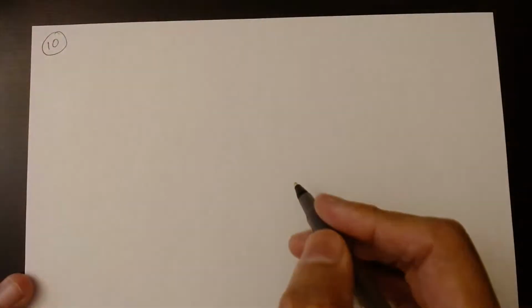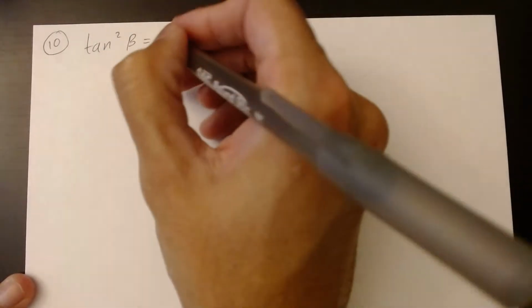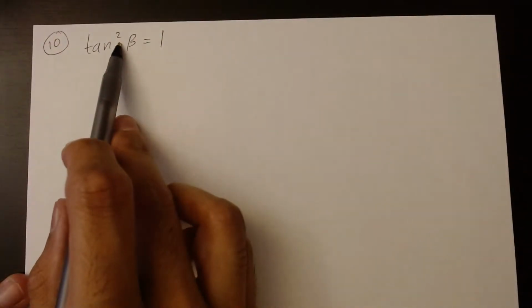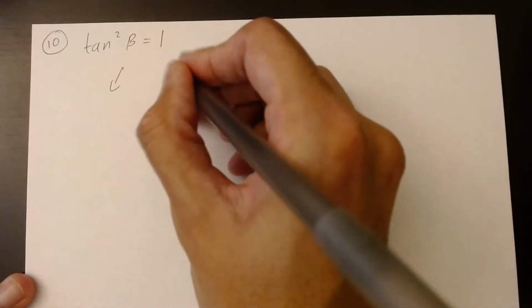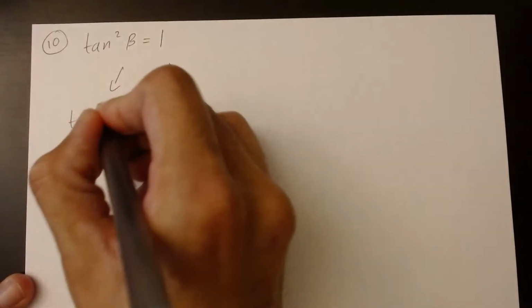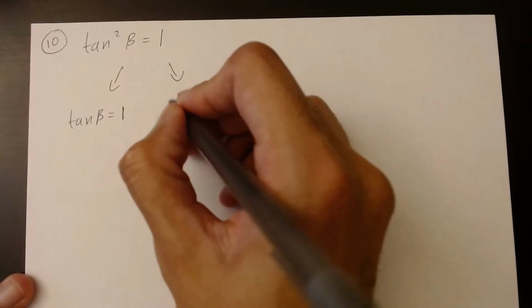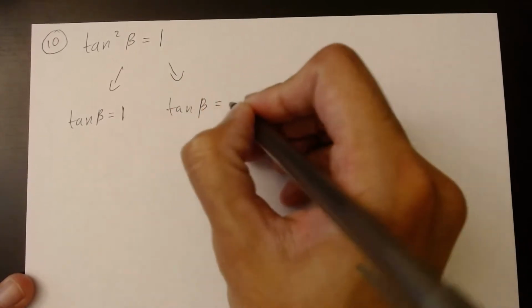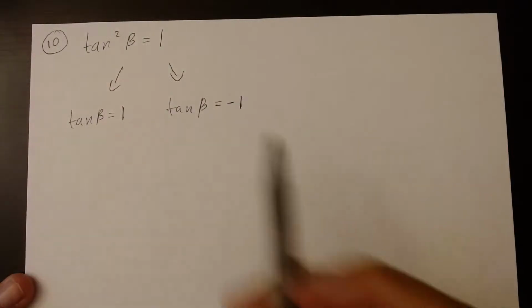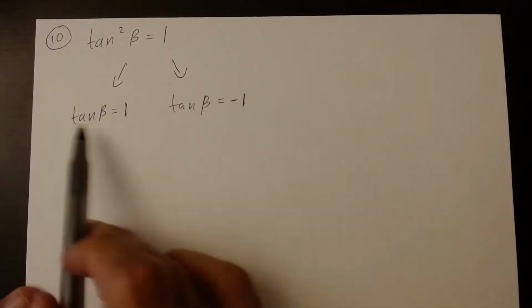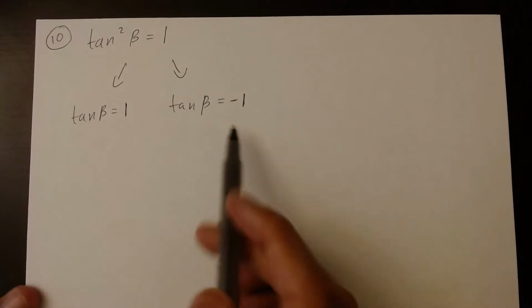Okay, the ninth question is pretty simple, so I'm going to skip that one. It's the same rules. I'm going to go to the 10th question, which is a bit more difficult. So tan squared beta equals 1. So now we have a squared over here. When we square root both sides, we are going to split it into two different equations. Tan beta equals positive 1, because the square root of 1 can be positive 1, and also tan beta equals negative 1. So two possible solutions here, or two possible splits, which means 4 solutions in total.